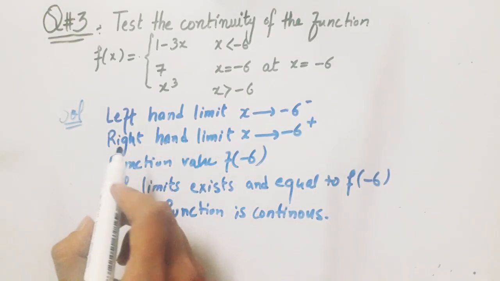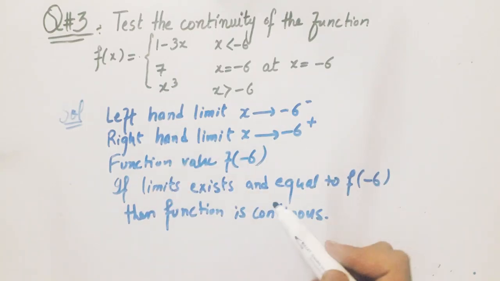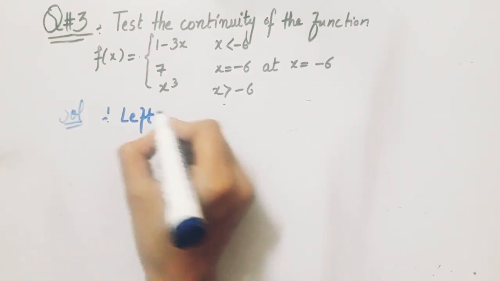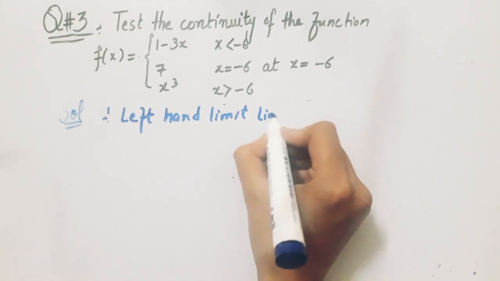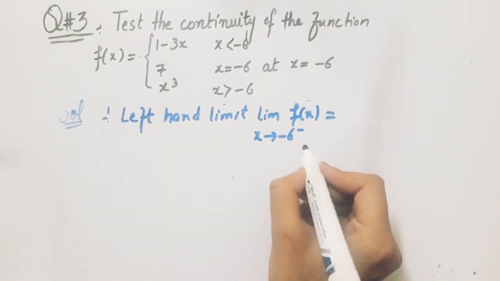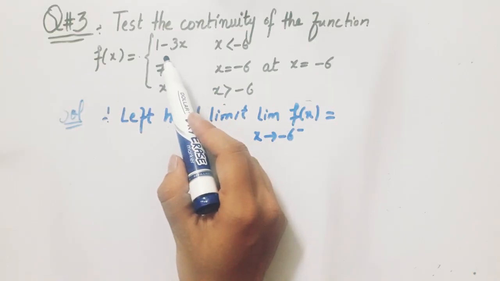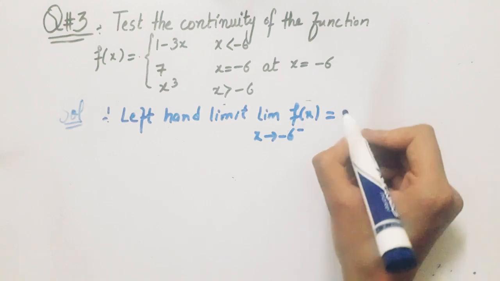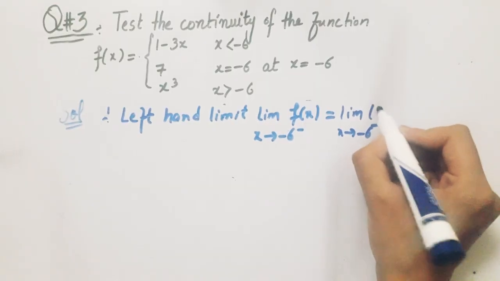So we will solve this. First we will find the left hand limit, then the right hand limit, then the function value f(-6). If the three answers are equal to 7, then we will say that the function is continuous. Now first of all, the left hand limit, which means the limit as x approaches -6 from the negative side of f(x). We will use 1 - 3x because this is on the left hand side where x is less than -6.